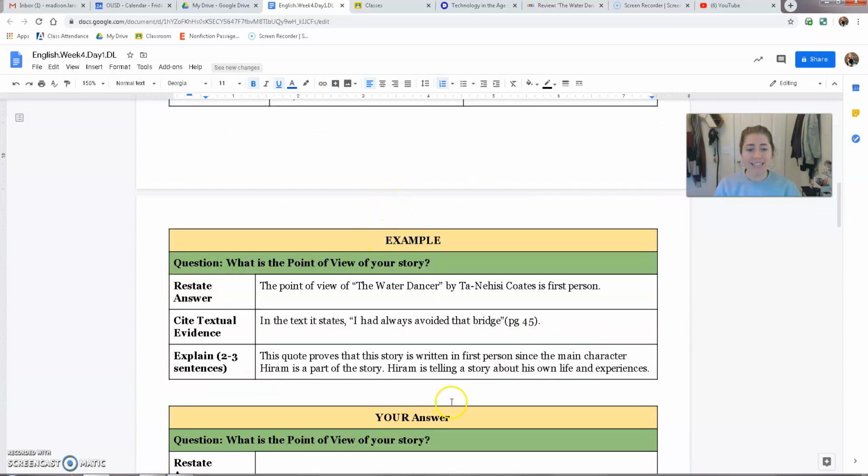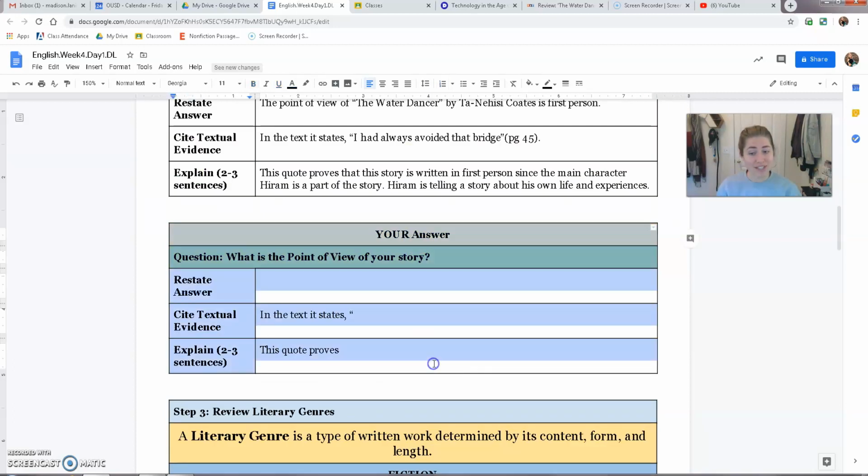So I gave you an example of one of the books that I'm reading right now independently called The Water Dancer. And so you have an example, and this is what a full and complete example looks like. So make sure your answer looks like that.